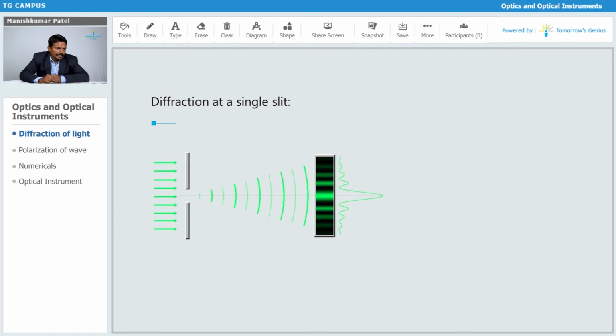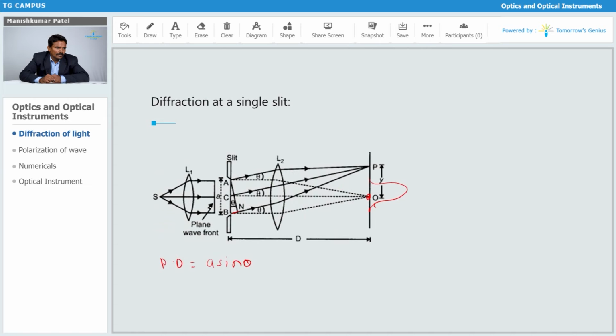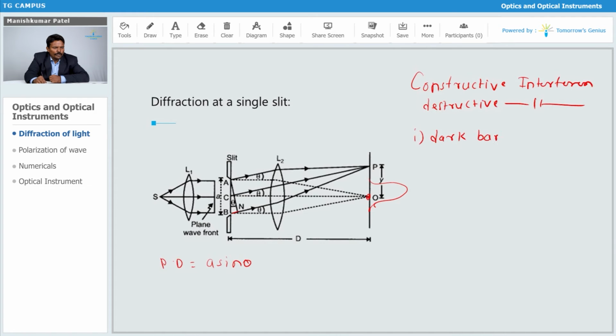So this is your A sine theta. Now under what condition is this path difference constructive interference, and under what condition destructive interference? Let's say for constructive interference, and for the destructive also, we will discuss. So first, the formation of the dark band.